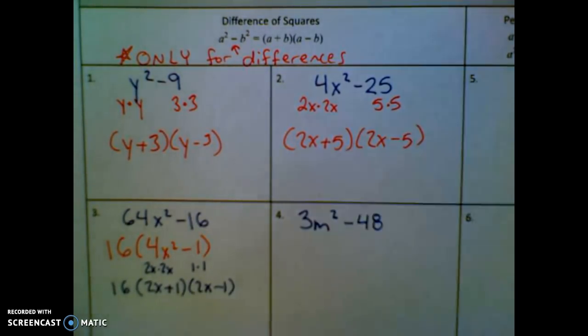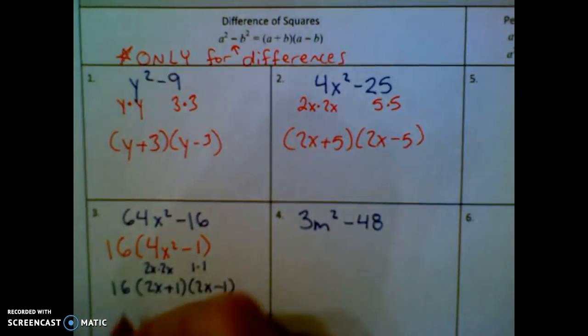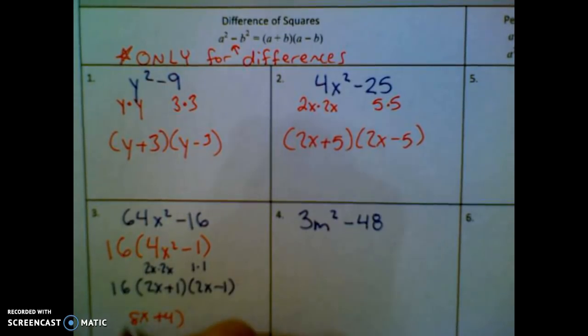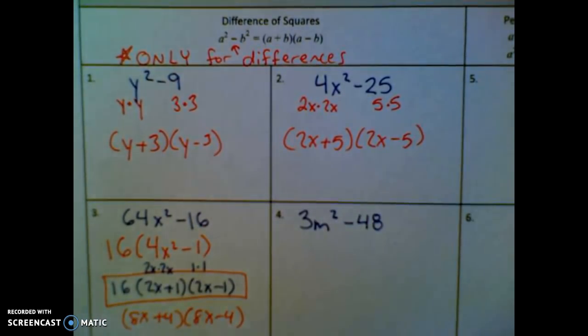Okay, so real quick, if you did not factor the GCF out, you would have gotten 8x plus 4 and 8x minus 4. So that would have been your answer, but that would not be completely factored. So that's still correct, but not completely factored. Your final answer should be this one right here.